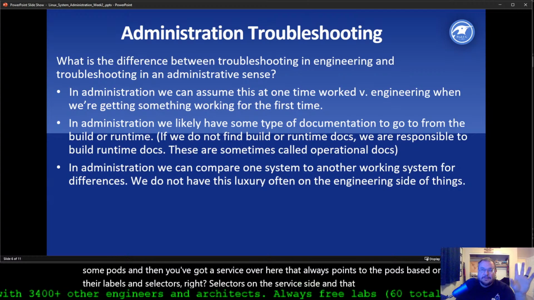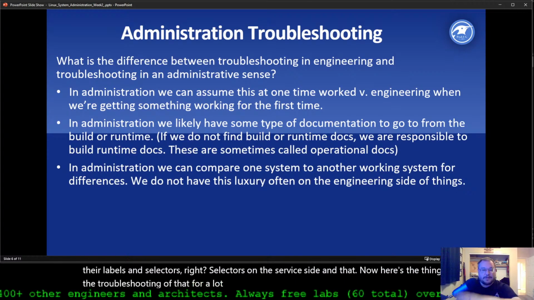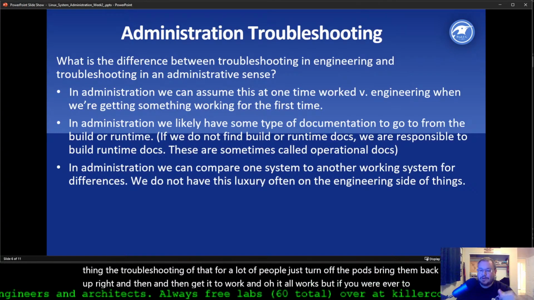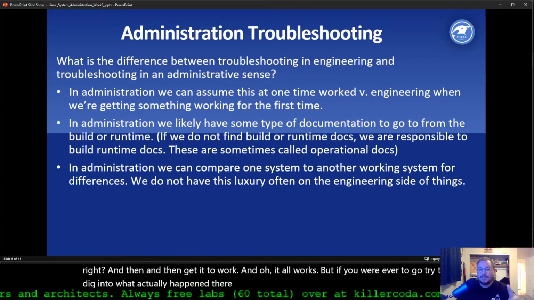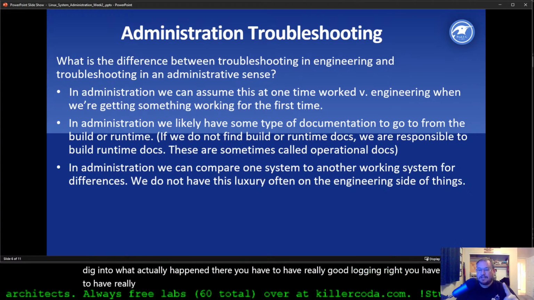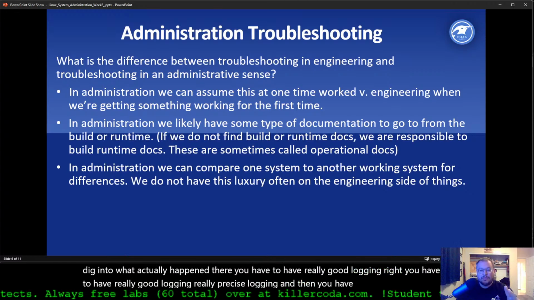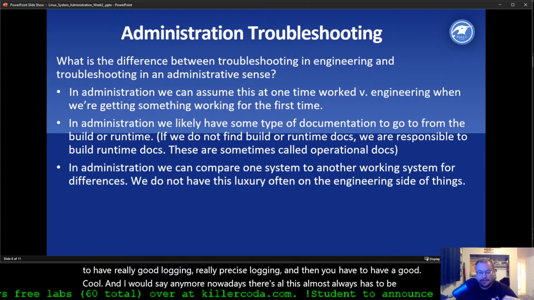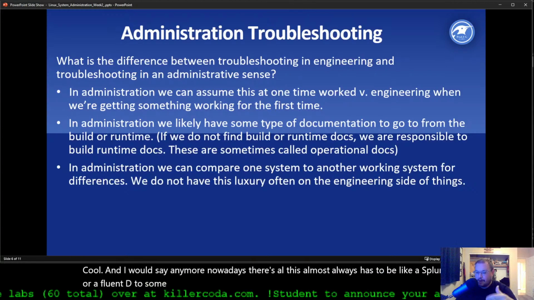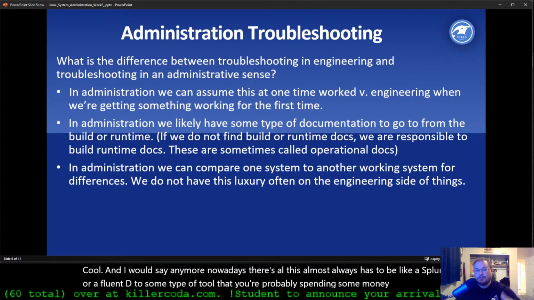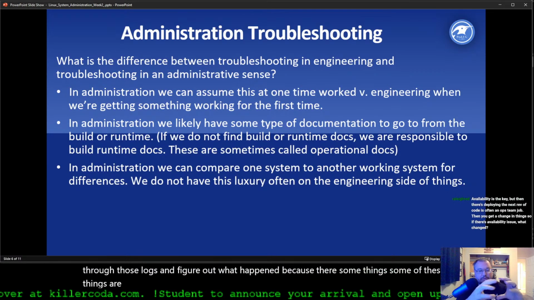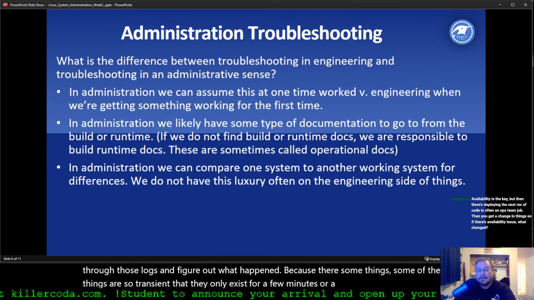Now, here's the thing. The troubleshooting of that for a lot of people is just turn off the pods, bring them back up, and then get it to work, and oh, it all works. But if you were ever to try to dig into what actually happened there, you have to have really good, really precise logging, and then you have to have a good tool. I would say nowadays this almost always has to be like a Splunk or a FluentD, some type of tool that you're probably spending some money for to chew through those logs and figure out what happened. Because some of these things are so transient that they only exist for a few minutes or a few seconds. And a human parsing through logs, we're not going to do it.